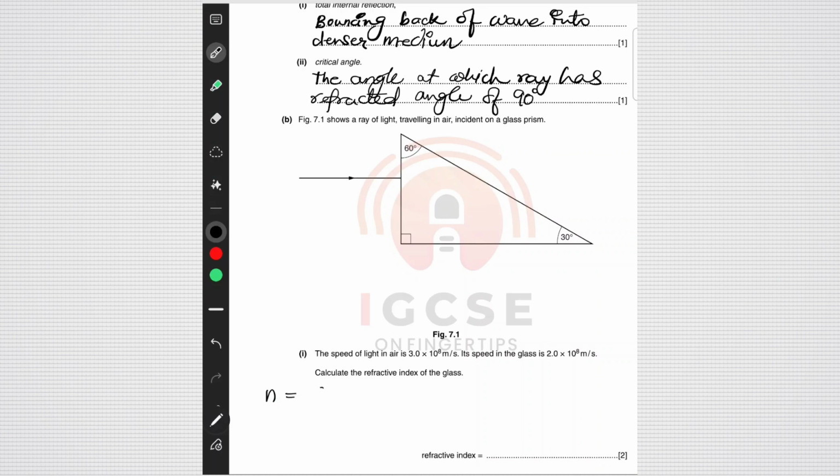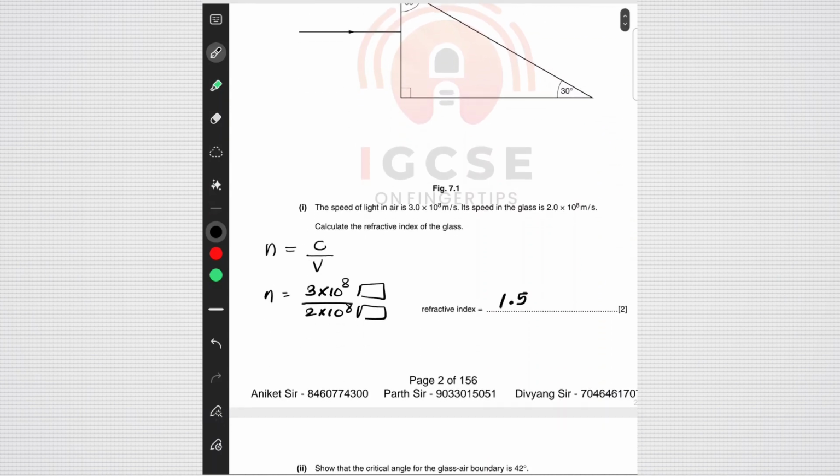We know refractive index is speed of light in vacuum or air divided by the speed of light in that medium. So n is equal to 3 into 10 to the power 8 divided by 2 into 10 to the power 8. This will give you 1.5. As refractive index is a ratio of two similar or same things, meters per second and meters per second, therefore refractive index itself has no units.